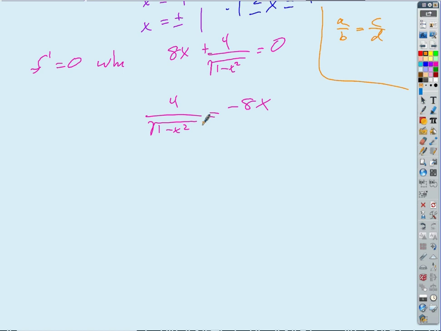So we could do this. We could just exchange, because I got a 1 on the bottom over here, right? I could just exchange elements diagonally in this proportion in one step. And then I would end up getting the square root by itself. The square root is equal to 4 over negative 8x, which would just be the same thing as 1 over negative 2x if I reduce the fraction.